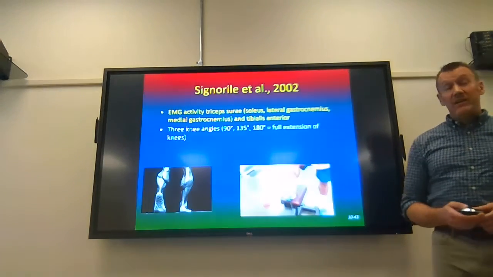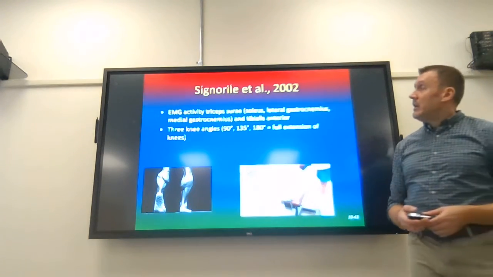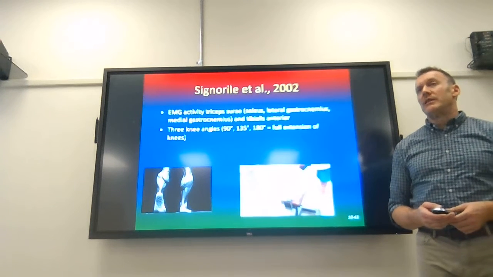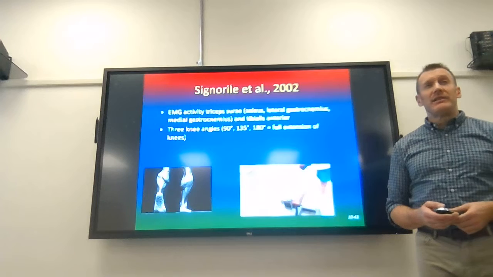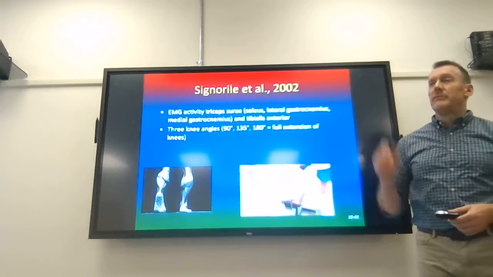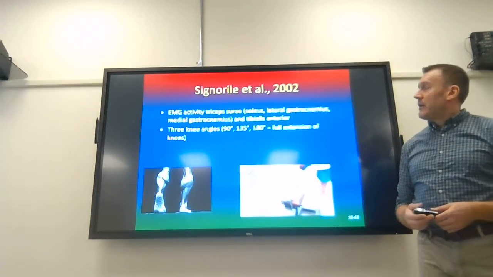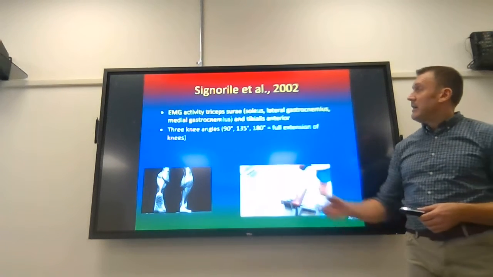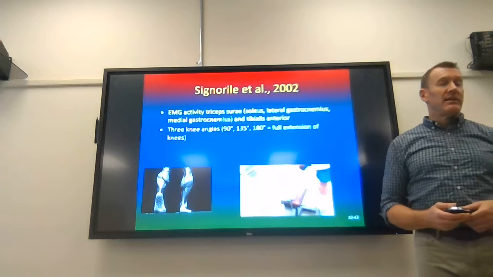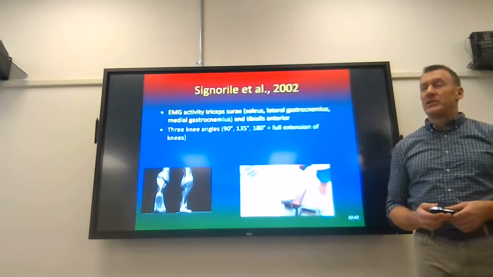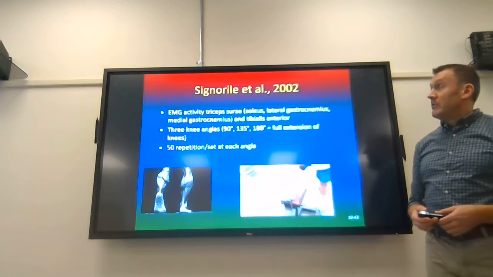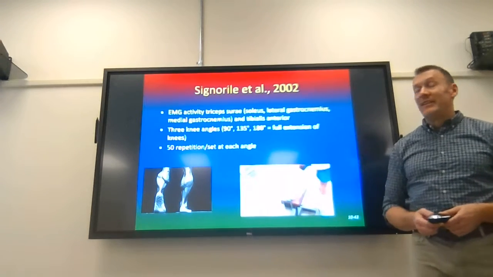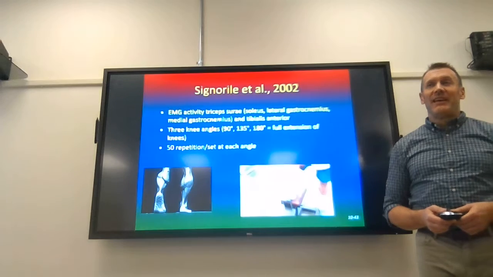So, 3 knee angles. The knee bent at 90 degrees, kind of like, how many have done seated calf raises? Okay, so yeah. Then 135 degrees, which is partially flexed at the knee, and then 180 degrees, which would be like in a standing position. So they really nailed it good on this with 50 repetitions at each of those angles.